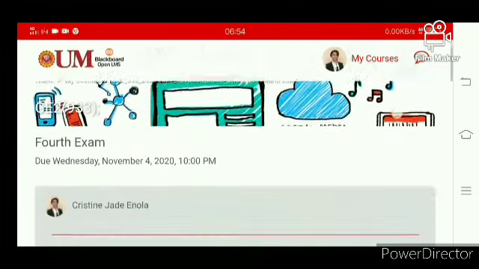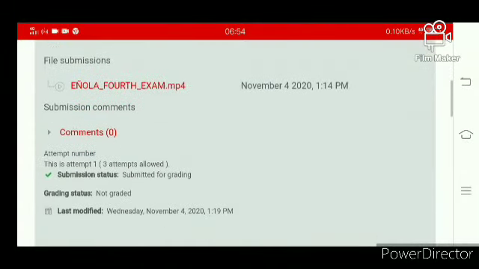Aside from that, I had my parents as my audience. That's why the nervousness increased, and at the end of the day, I still finished my activity and passed it on time.